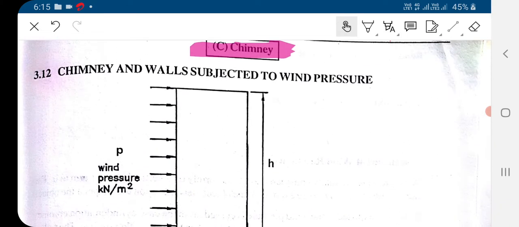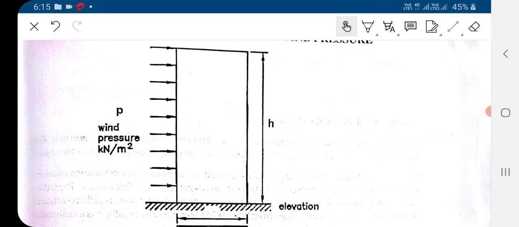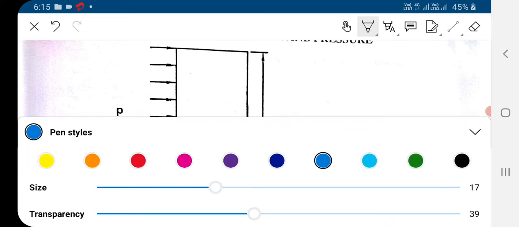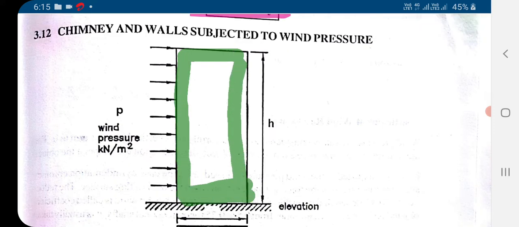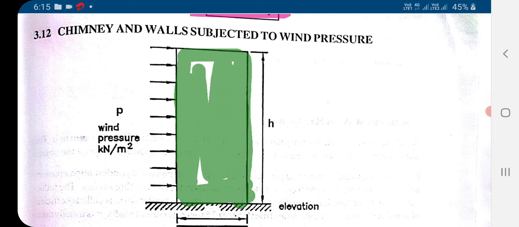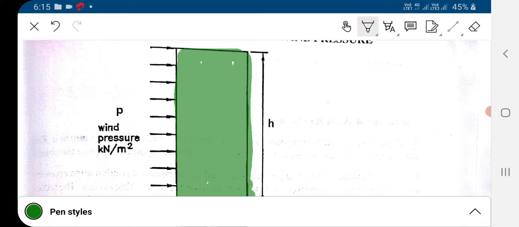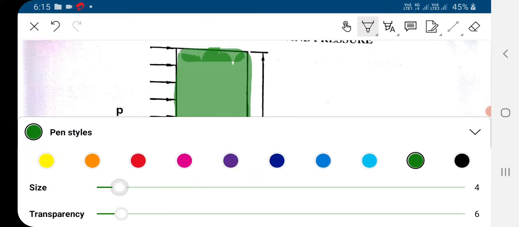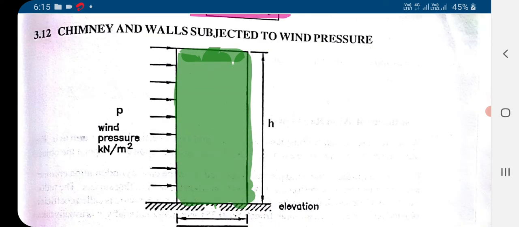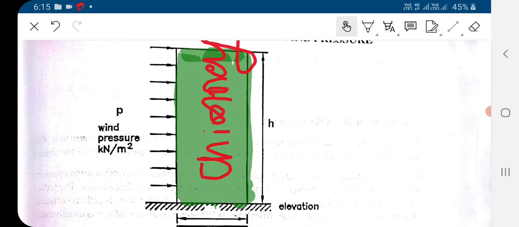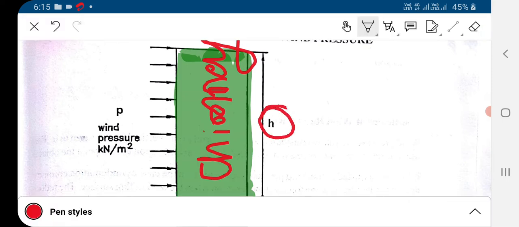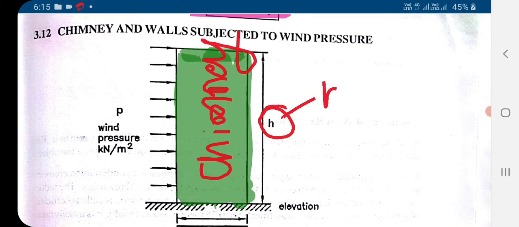So here consider this as a chimney. I'm showing it by this green color. Here it is a chimney wall. So consider this as one chimney wall of height h. So here h is what? It is the height of this chimney.